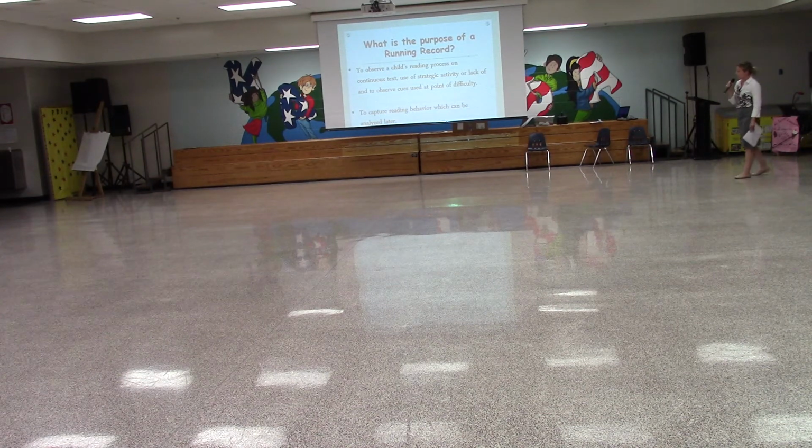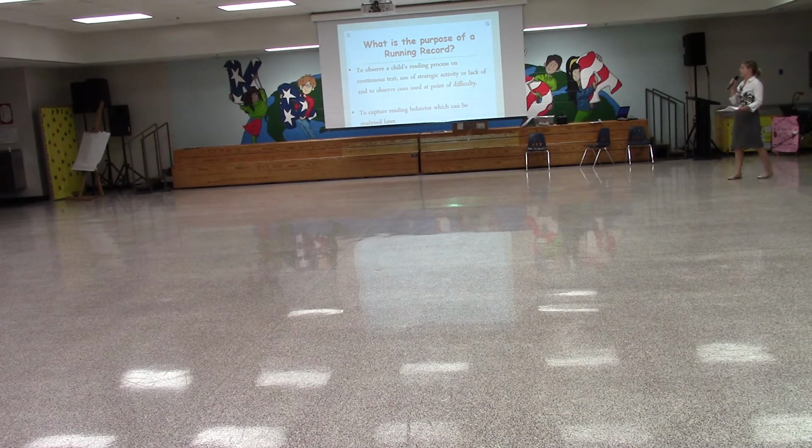So what is the purpose of the running record? It's to observe a child's reading process on continuous text, use of strategic activity or lack of, and to observe cues used at point of difficulty. So I want everyone to repeat after me. Continuous text. Continuous text. So continuous text is our books, a lot of text, not just a sentence. Say strategic activity.